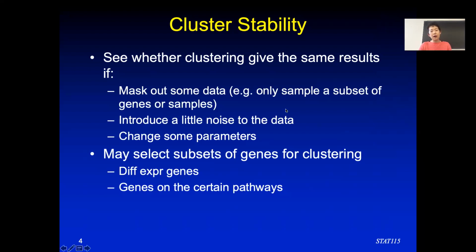Yeah, so if we only take 90% or 80% of the data to do the clustering, would that give us roughly similar results? Or if we introduce a little noise in the data, say for whatever gene expression, if the measure has a little error, you can add a little noise and see whether it gives you similar results. And sometimes you can change slightly the cluster parameters and see whether roughly the genes and/or samples are still clustered together.